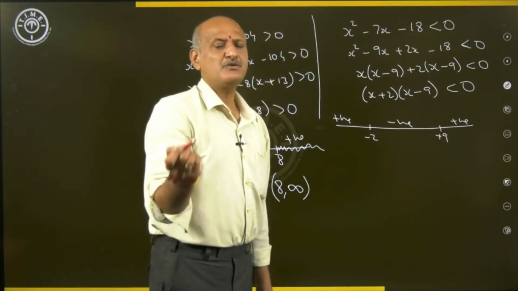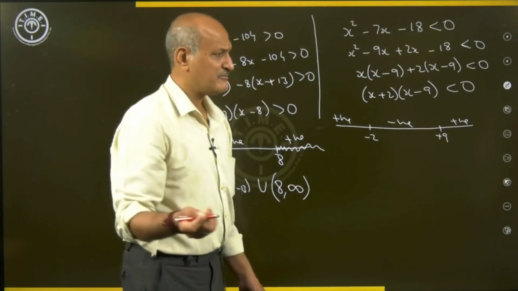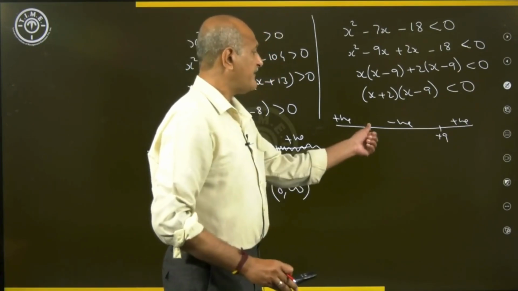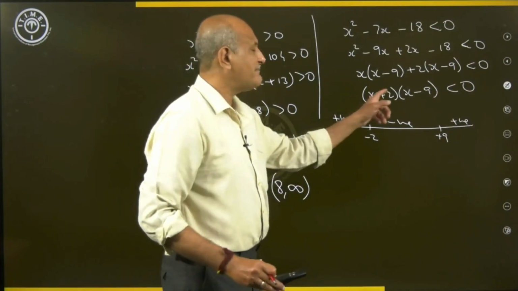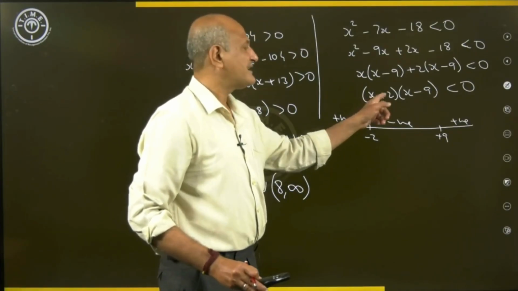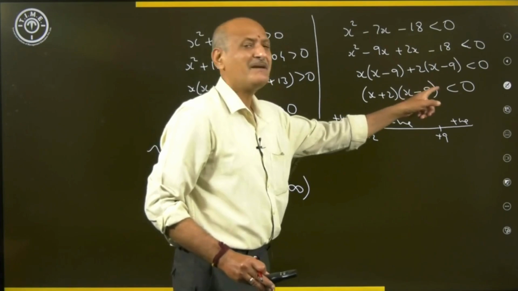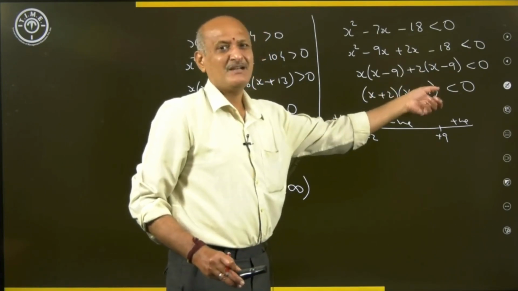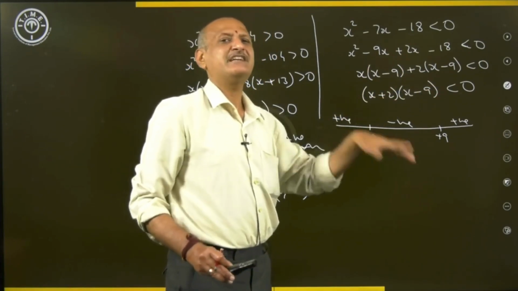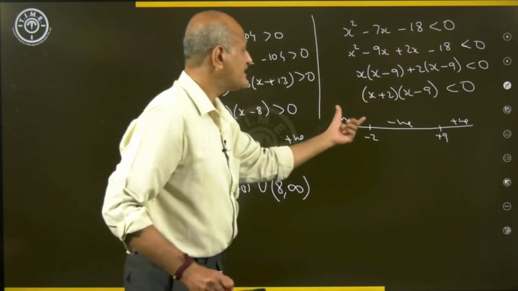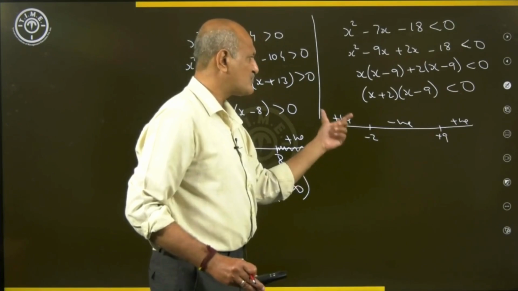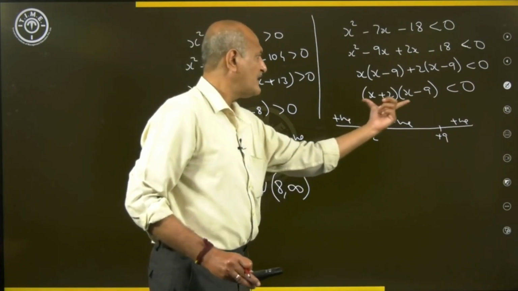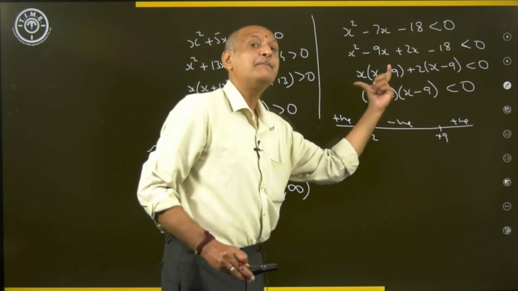Please choose your own different numbers here and verify. If I take a number less than minus 2, say minus 3, then minus 3 plus 2 is minus 1, and minus 3 minus 9 is minus 12. Minus 1 into minus 12 is plus 12, and that plus 12 is positive. So any number you take less than minus 2, this quadratic expression will be positive.